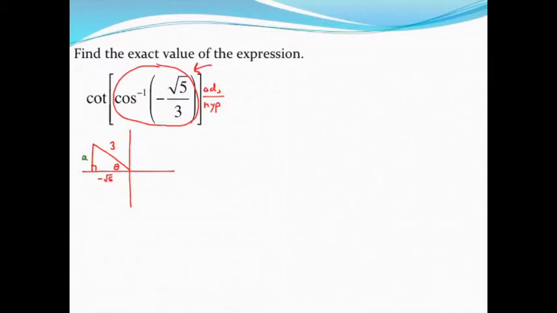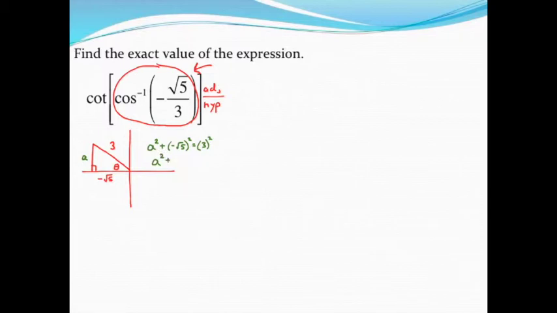Using Pythagorean theorem then to find that third side, a squared plus negative square root of 5 squared. Remember, always use parentheses. It's especially important with those negative numbers. When you square a negative number, it will come up positive because you're multiplying it by itself. A lot of people forget that and have a negative value right there.